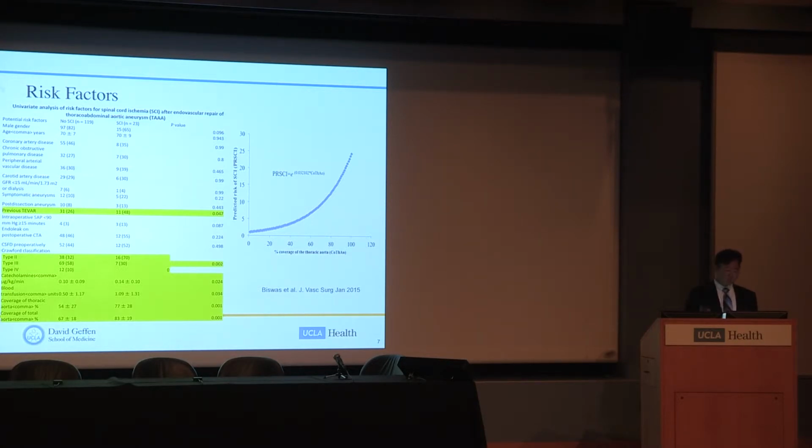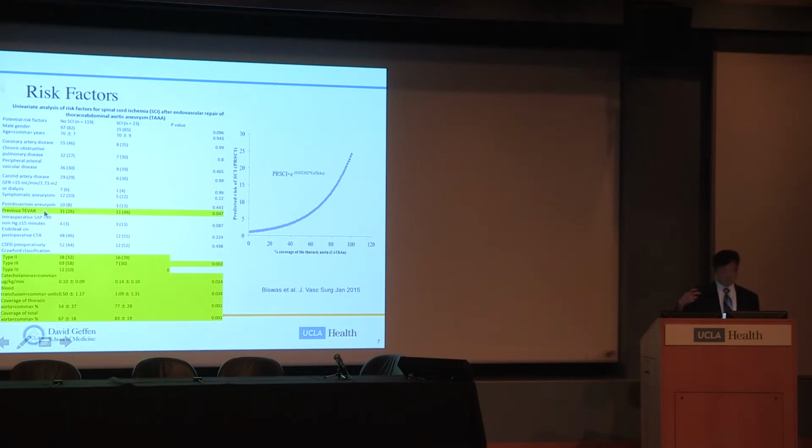Some people have looked at the risk factors, and normally this is a univariate analysis on the left. You would think, okay, so certain things like age, comorbidities like coronary disease, COPD, peripheral arterial disease should be relevant. But in fact, in their univariate analysis, did not have any difference between those patients who had spinal cord injury and those who did not. Previous TEVAR did in their univariate analysis.